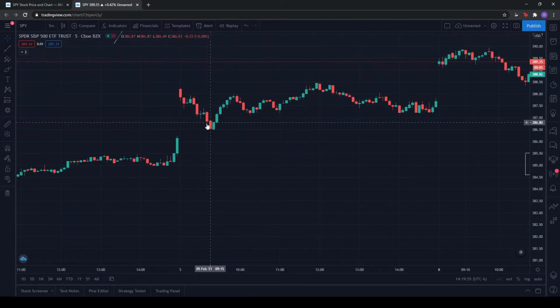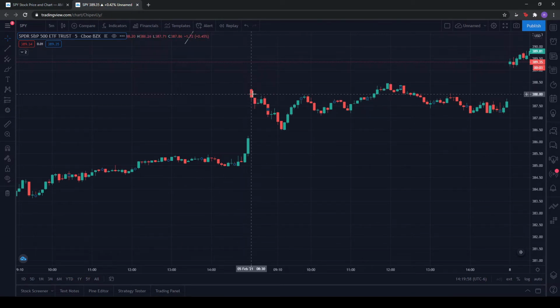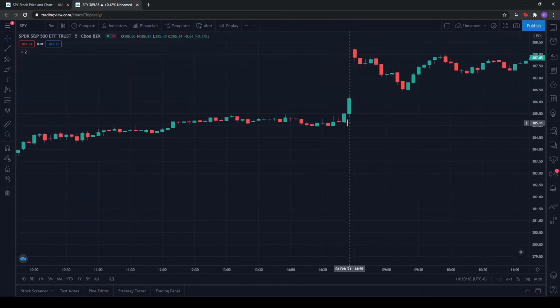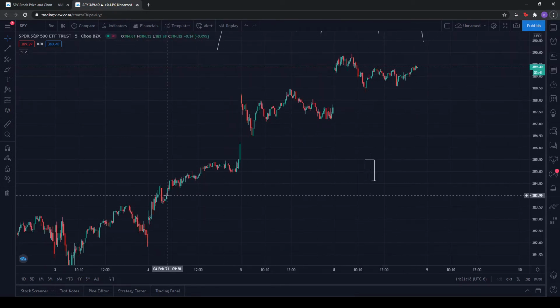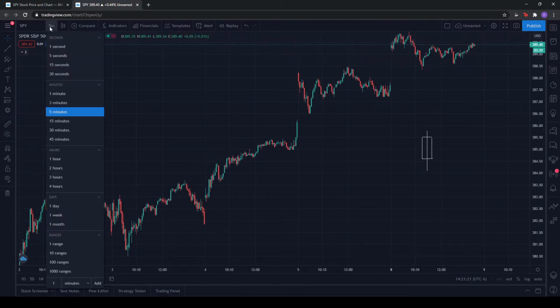So because it's a red candle right here, that means in this 5 minutes, the price closed lower than where it opened, right? So that would be a red candle because it opened lower. This one, for example, closed higher than the price it opened, so it's a green candle. It's in the green.